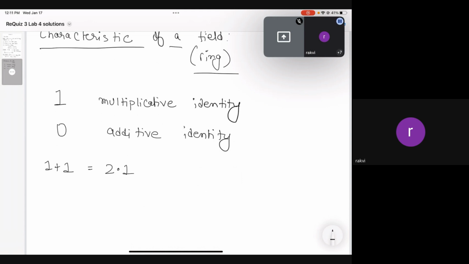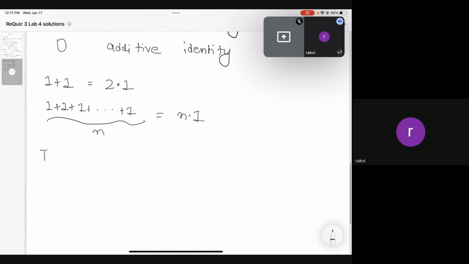Or in general, n times 1, that is, 1 plus 1 plus 1, just keep going n number of times. And you can ask, what is this? This is another element of the ring, right? But let me ask a question. Is it possible that n times 1 is 0 for some n?